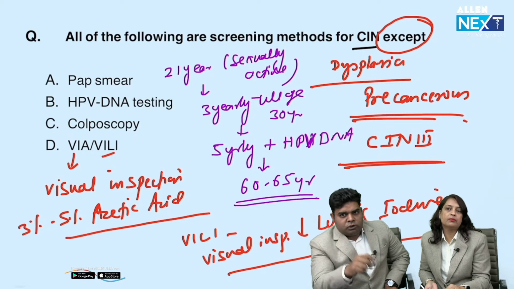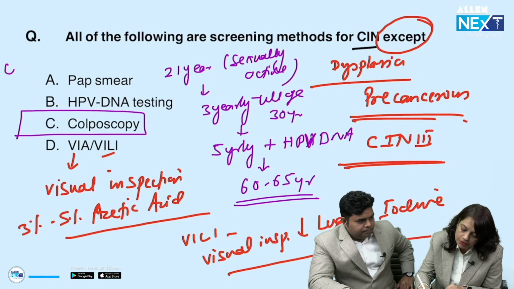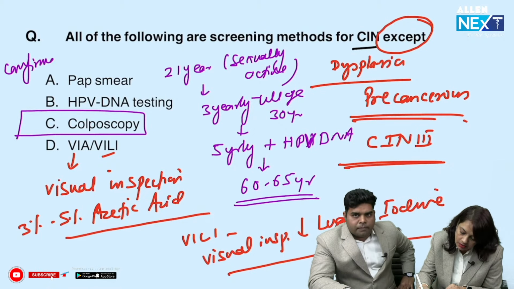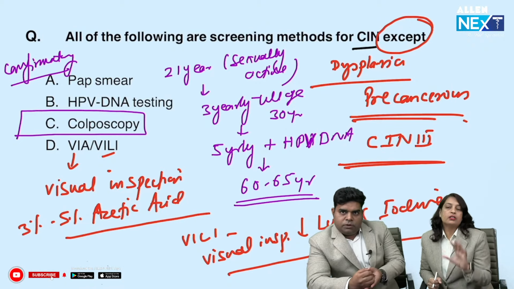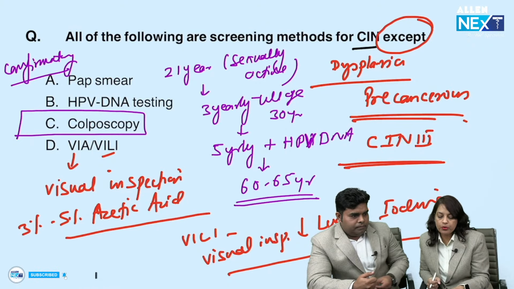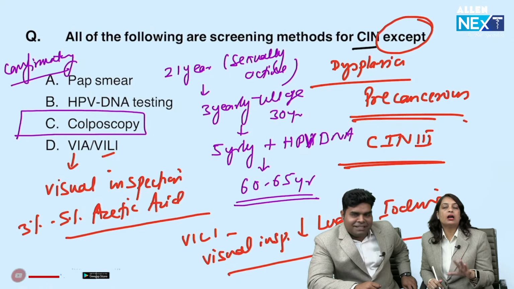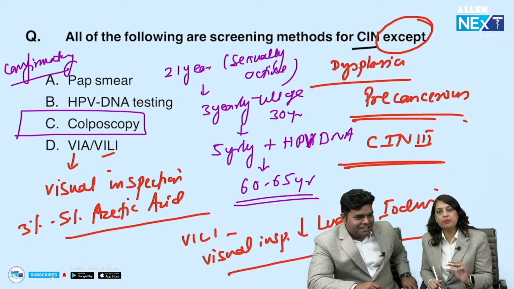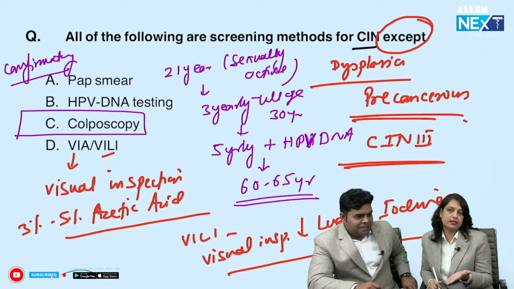Pap smear. And colposcopy is not for it. Colposcopy is a confirmatory test. So the answer to this question is colposcopy. So pap smear, HPV DNA testing, VIA VILI: these are the screening tests for dysplasia and cancer cervix. Colposcopy is a confirmatory test.